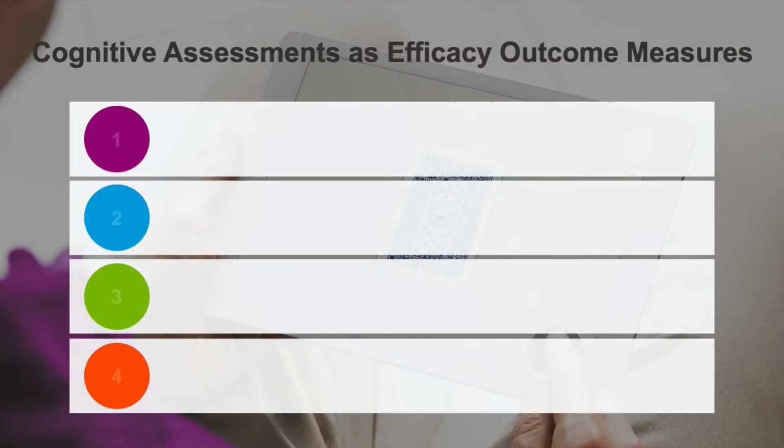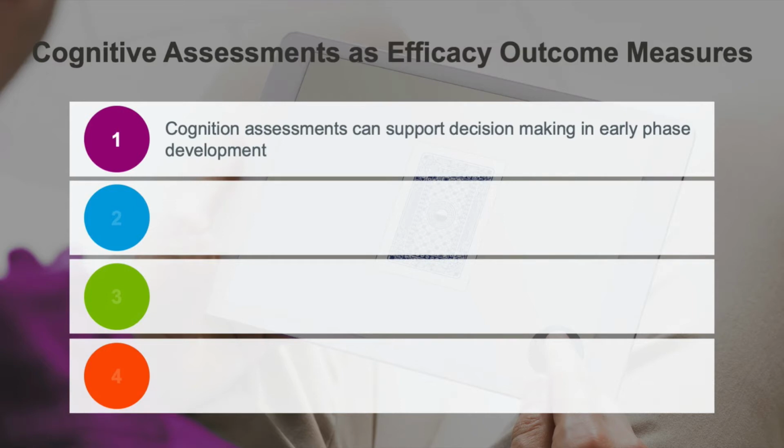In summary then, cognition assessments can be used to support decision-making in early phase development. They can form the basis of go/no-go criteria, particularly where we can look for consistency of evidence across multiple outcome measures and also set effect size benchmarks. In addition, in those early development phases, in some cases we can employ models of cognitive impairment that can also aid decision making and provide further evidence for potential cognitive efficacy.